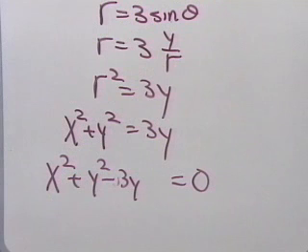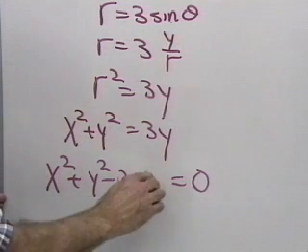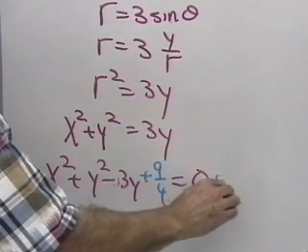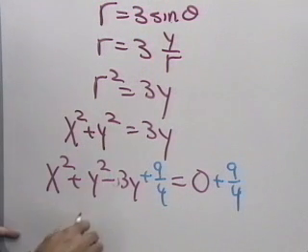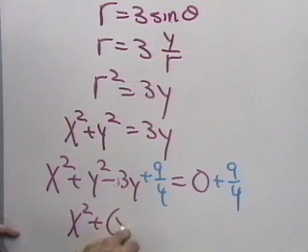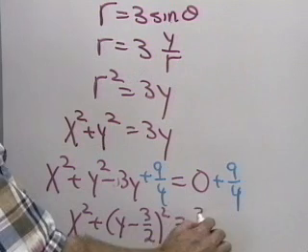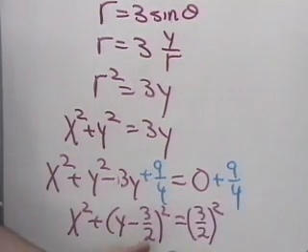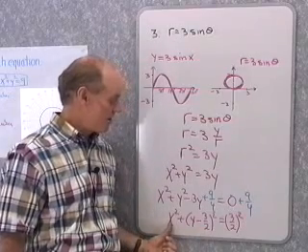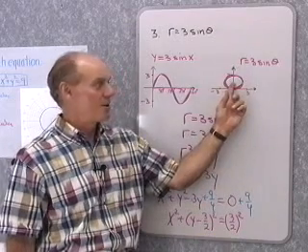Now I'm going to complete the square on y. Half of this is 3/2, squared is 9/4. I'm going to add 9/4 to both sides. The left side becomes x squared plus (y minus 3/2) quantity squared equals (3/2) quantity squared. Well, what is this? This is the equation of a circle with a center at (0, 3/2) and a radius of 3/2. And isn't that exactly what I have right here?